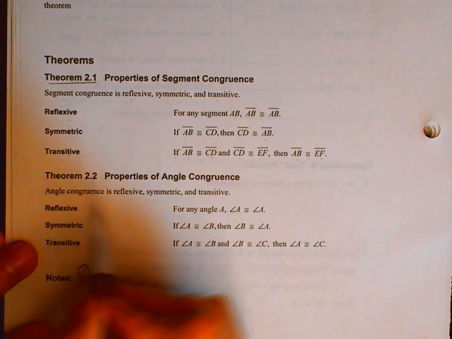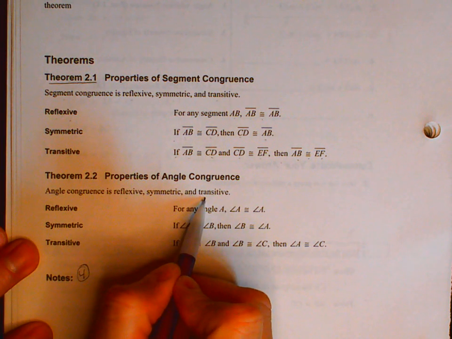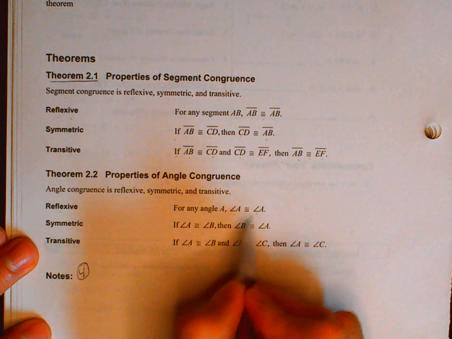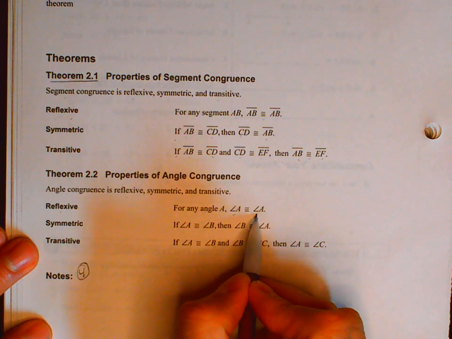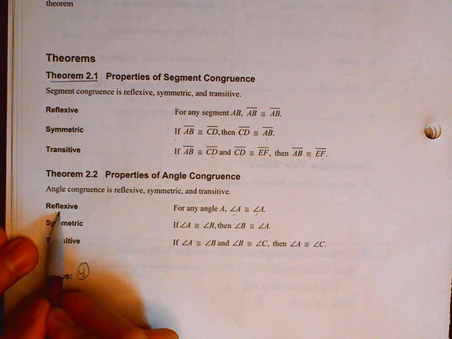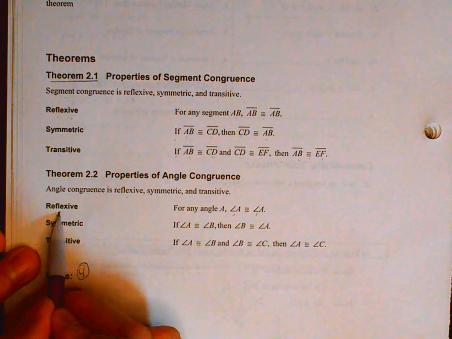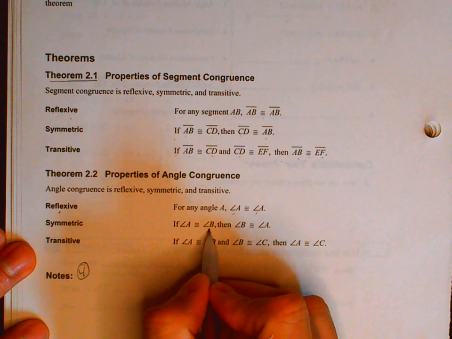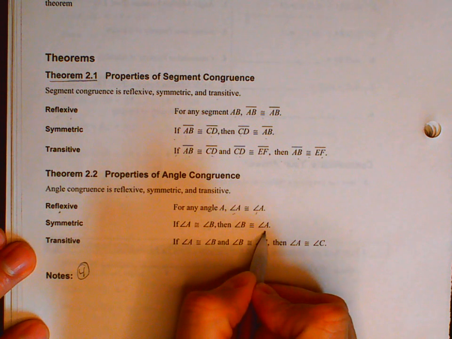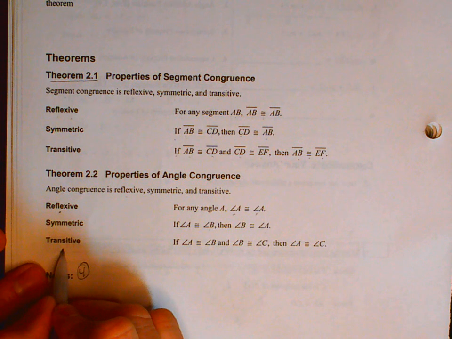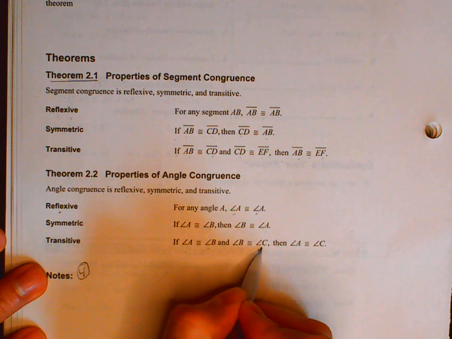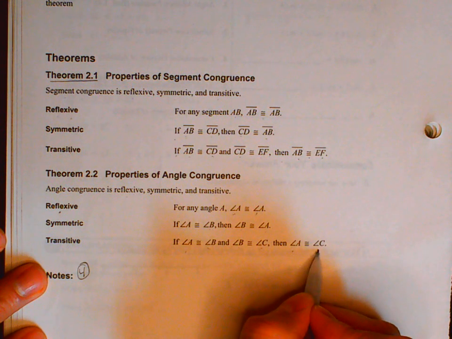So angle congruence is also reflexive, symmetric, and transitive. So the reflexive property, any angle is congruent to itself. So angle A is congruent to angle A. Now, let me tell you guys something. We are going to be using the reflexive property quite a lot. So try to memorize the reflexive property. The next one is the symmetric property. If angle A is congruent to angle B, then angle B is congruent to angle A. Transitive property. If angle A is congruent to angle B and angle B is congruent to angle C, then angle A is congruent to angle C.